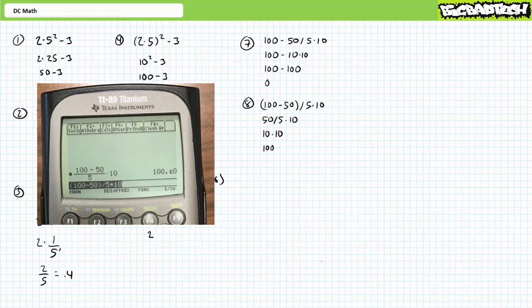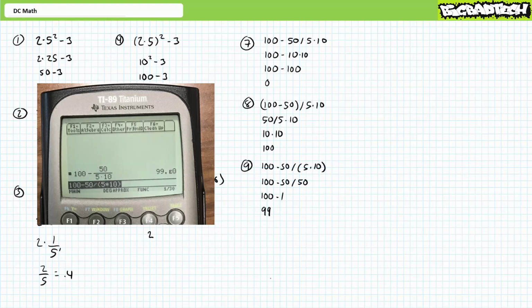Our next problem asks us to solve for 100 minus 50 inside parentheses divided by 5 times 10. The operation inside the parentheses receives priority. 100 minus 50 is 50. Multiplication and division are at the same level in the order of operations, and operations proceed left to right. 50 divided by 5 is 10. We're now free to perform the final multiplication. 10 times 10 is 100.